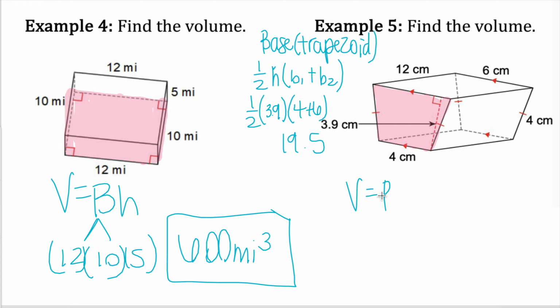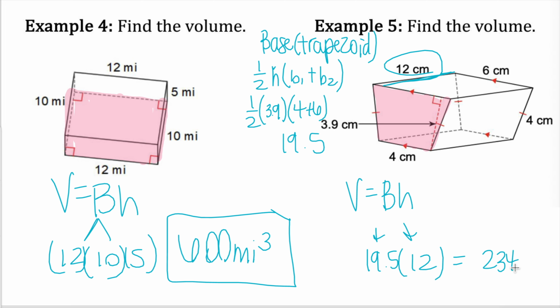So area of the base times height, 19.5, times the height of this entire prism. From one base to the next, I'm seeing that's the 12 right here. 19.5 times 12 should be 234 cubic centimeters. Okay.